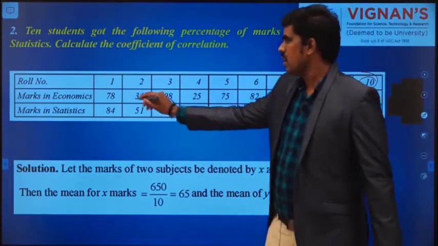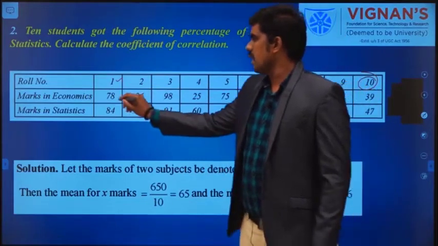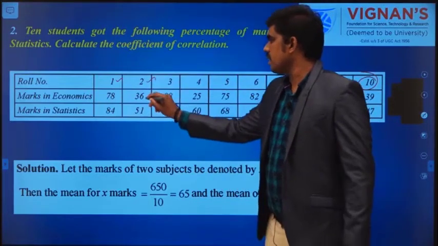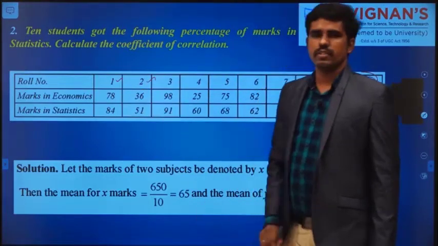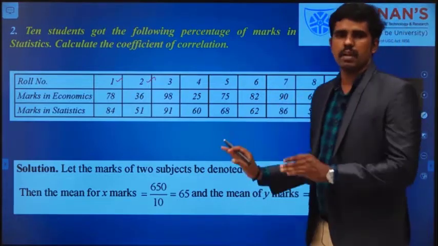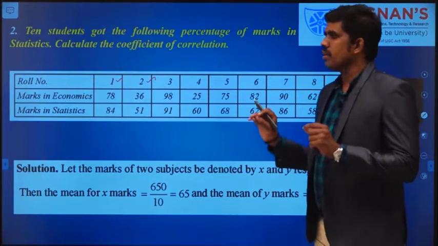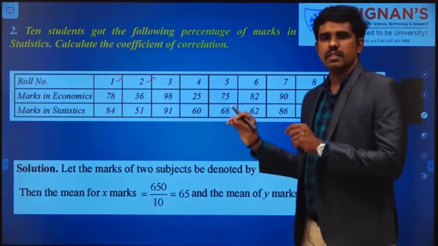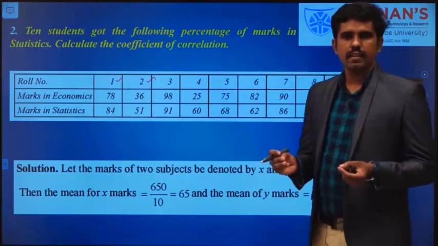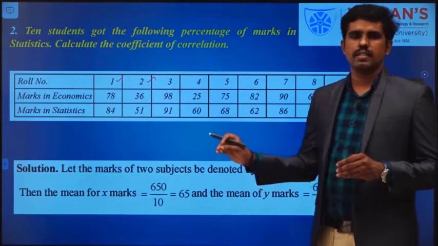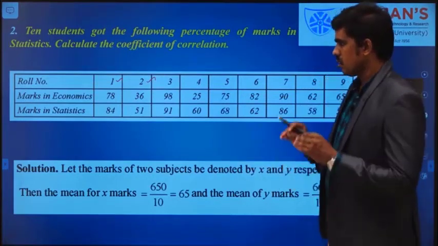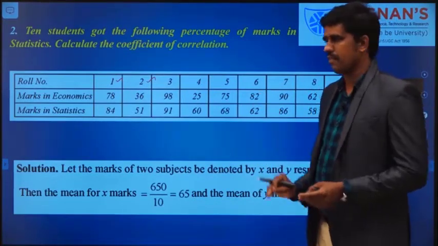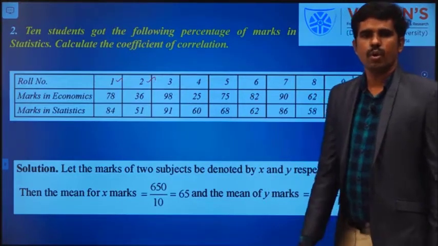What is the meaning of this data? Roll number 1 has got 78 marks in economics, 84 marks in statistics. Roll number 2 has got 36 in economics, 51 in statistics. So this data is given for 10 students, right? Now we are going to find the relationship between marks in economics and marks in statistics, whether it is strongly related, and whether it is positively or negatively related. We are going to find the strength and direction of the relation by using Karl Pearson's coefficient of correlation.